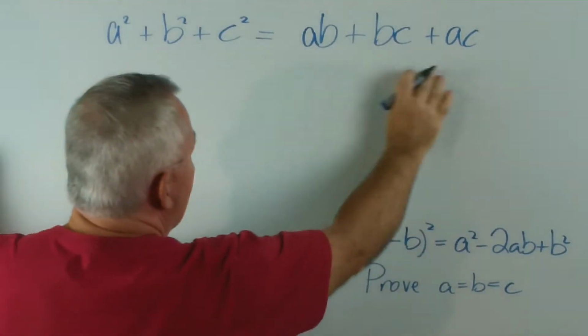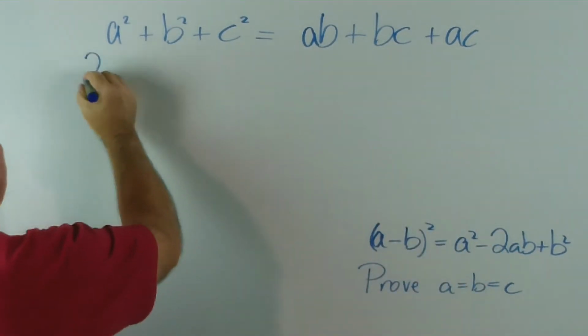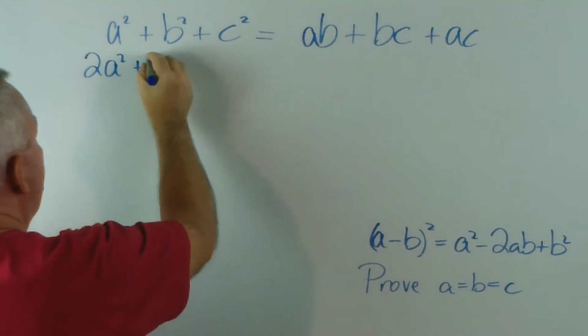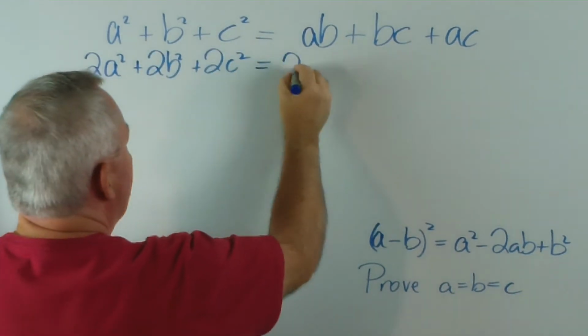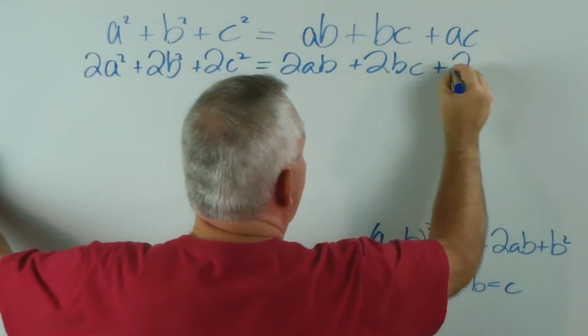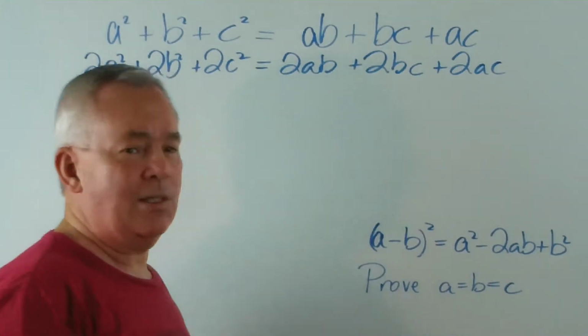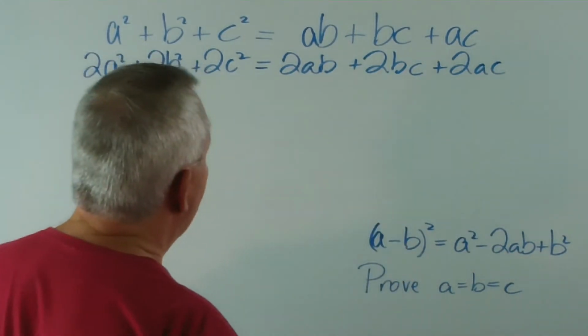I'm going to double everything here so I do get two ABs. So 2a squared and 2b squared and 2c squared makes two lots of AB and two lots of BC and two lots of AC. That's not difficult. So we've now got two of everything.